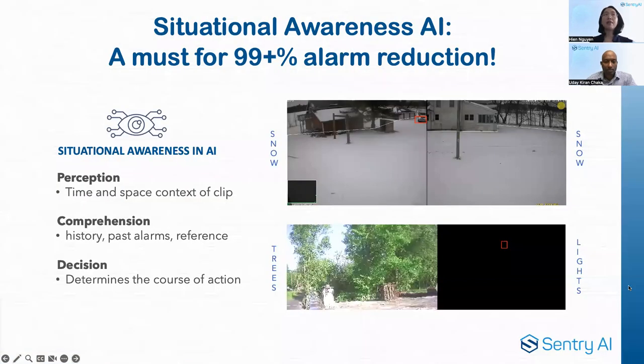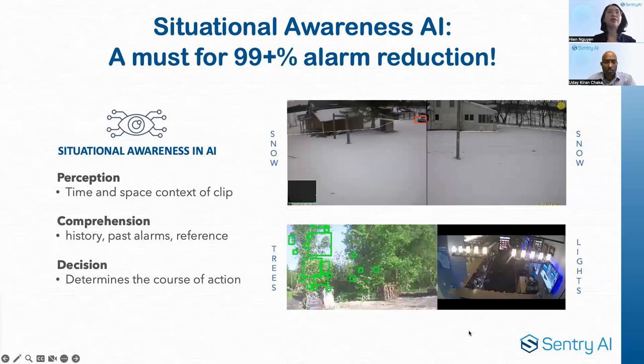And for AI, it's important to choose an AI that has situational awareness, one that considers the time, space and context of the events, and the history of the events, what the past alarms were, and makes the decision if this is a critical event. For example, it may detect a person shape, but find out that this person never moved. It's actually just a poster. So let's ignore it. So it's important to choose an AI with situational awareness that handles all of the cameras correctly.